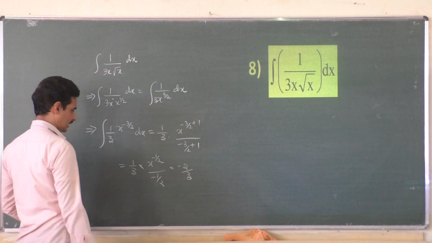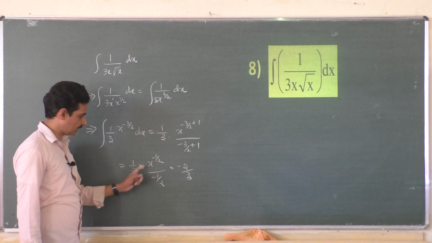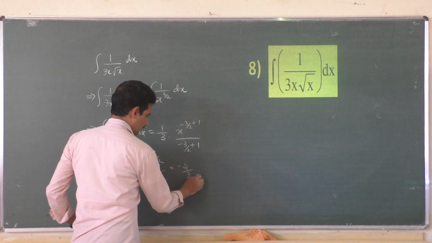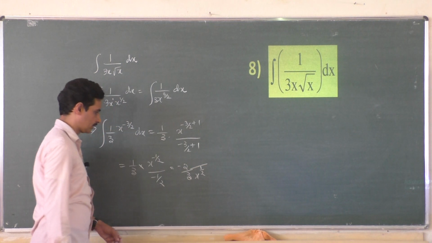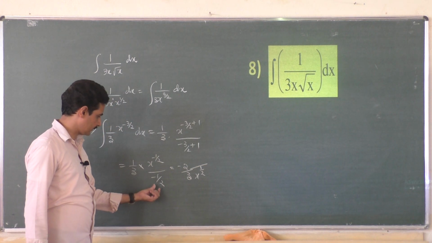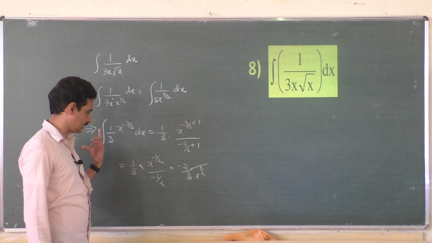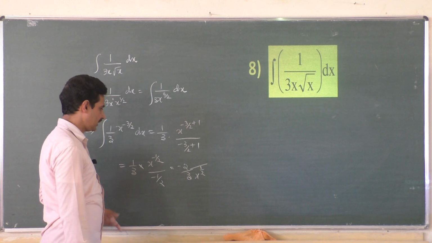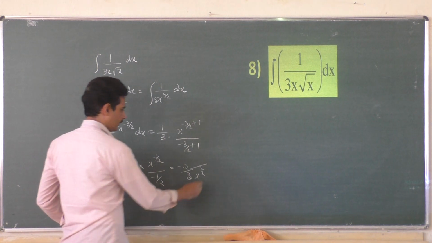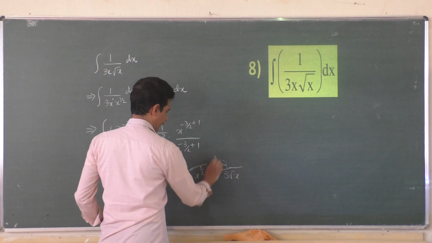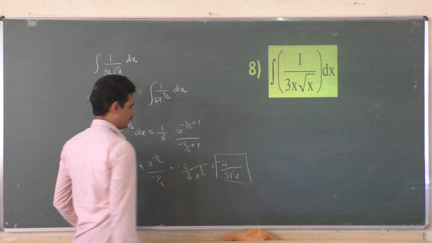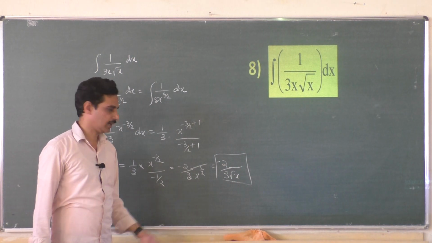This 2 comes to the numerator. Minus 2 by 3. x to the power minus half, we can write as x to the power half in the denominator. This 2 comes to the numerator. Minus 2 by 3 x to the power half, that is minus 2 by 3 root x. This is the answer. Minus 2 by 3 root x. x to the power half means root x.